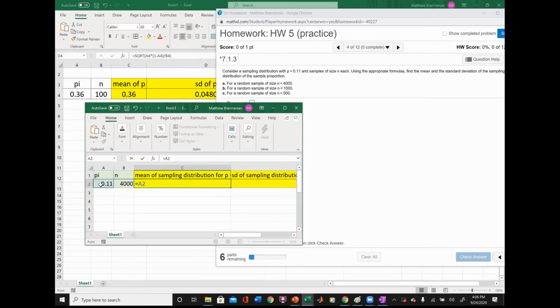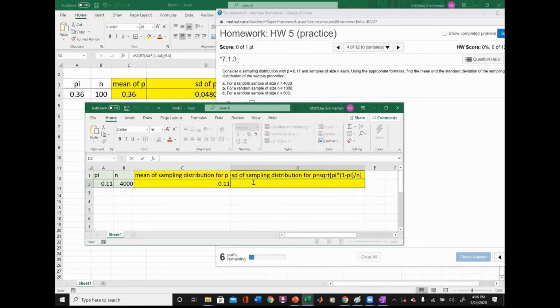So first of all, I'm going to put equals A2. Notice I'm not typing in the value. This is telling Excel, put in cell C2 whatever's in A2. So that means if I go to another problem and I change what's in A2, C2 will automatically change. And I don't know about you, but you know, I'm lazy. I like that.